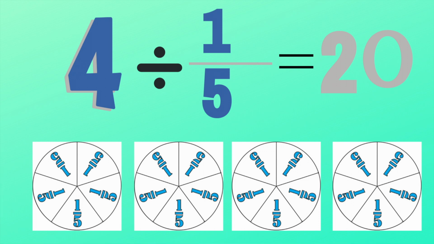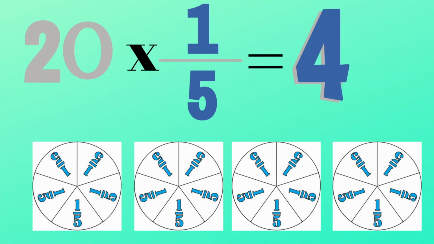Multiplication and division are inverse operations. So I can say that 20 times 1/5 is 4. I can do the reverse. Just like 4 divided by 1/5 is 20, if I have 20 1/5 pieces and put them all together, it would give me 4 wholes because every 5 pieces gives me a whole.